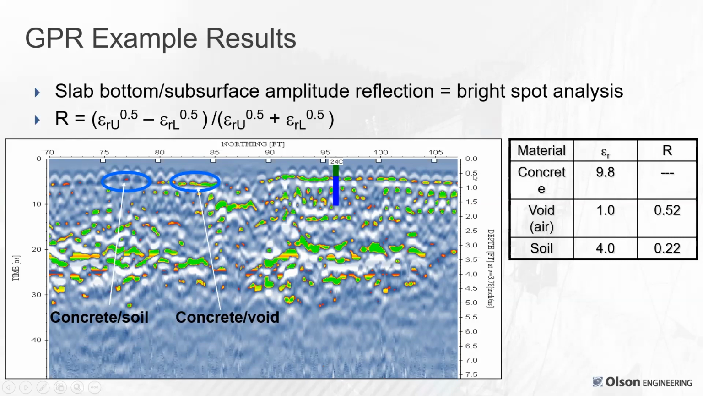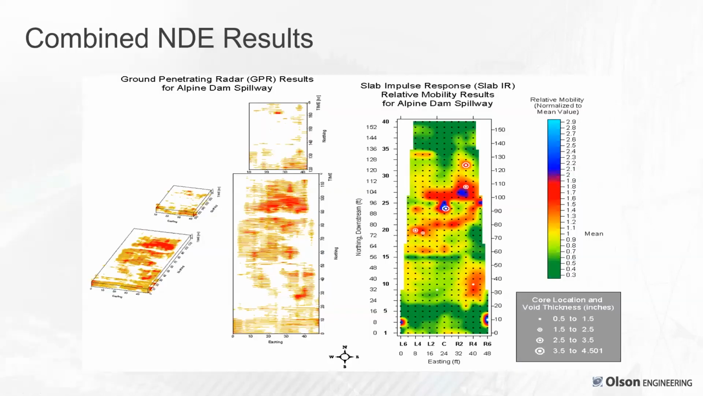So this is showing 0, half foot, a foot deep versus travel time, reflection time on the left. So we found a number of spots with void. The reflection coefficient of void was half the energy coming back, 0.52, versus soil about 0.22. The bright spots became the likely void areas.